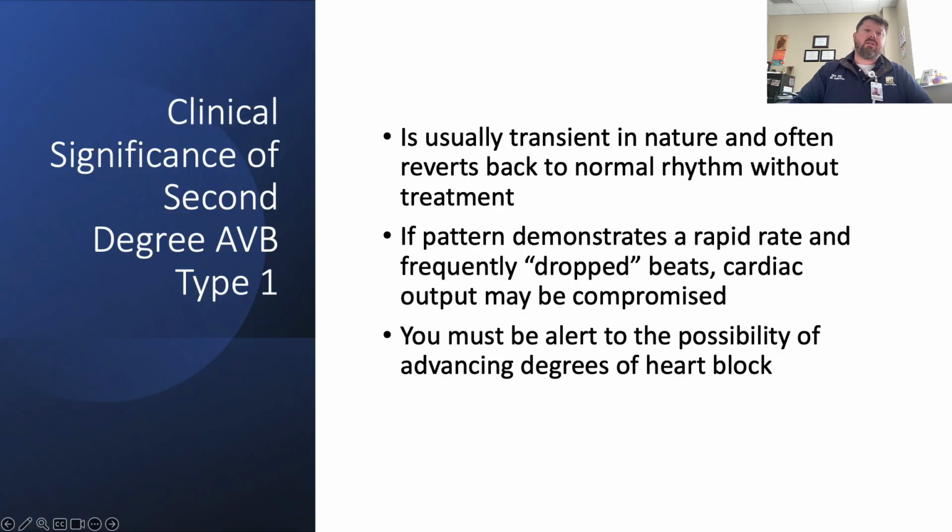So the clinical significance of second degree AV block: it's usually transient in nature and often reverts back to the normal rhythm without treatment. It's usually a pretty benign rhythm, but the thing that we're concerned about is that each AV block could progress to the next higher AV block. If the pattern demonstrates a rapid rate and frequently dropped beats, you may have cardiac output that is compromised and you may start seeing signs of decreased perfusion. You must be alert to the possibility of advancing degrees of heart blocks.